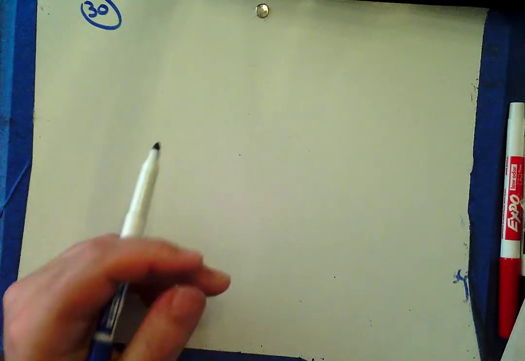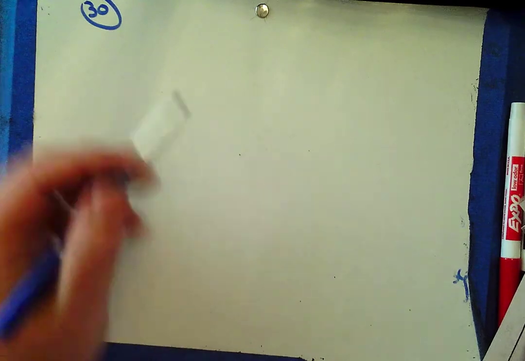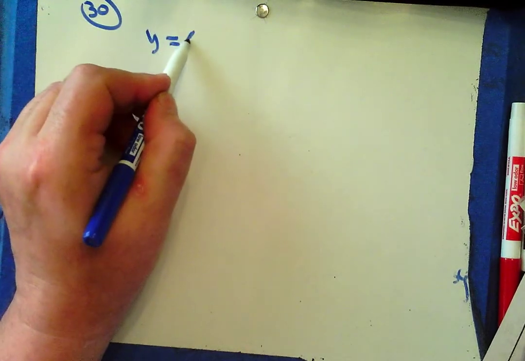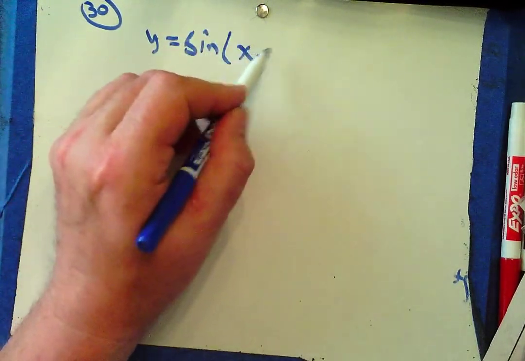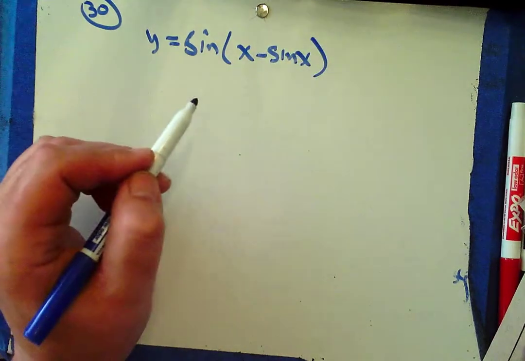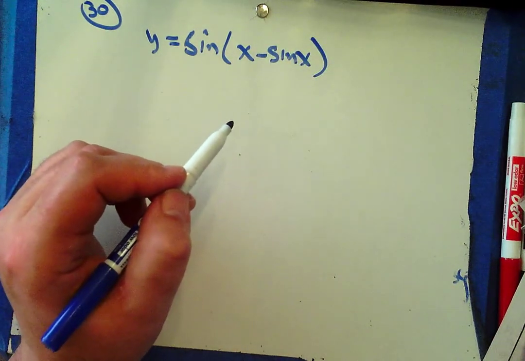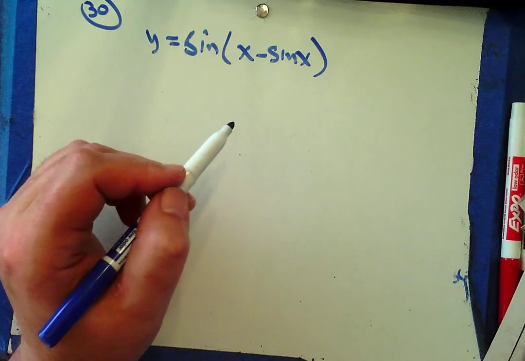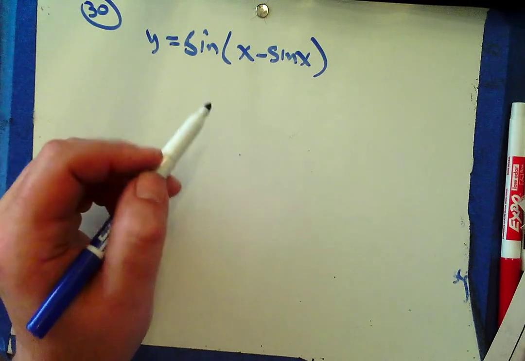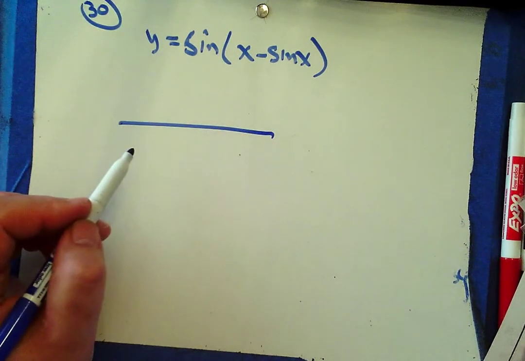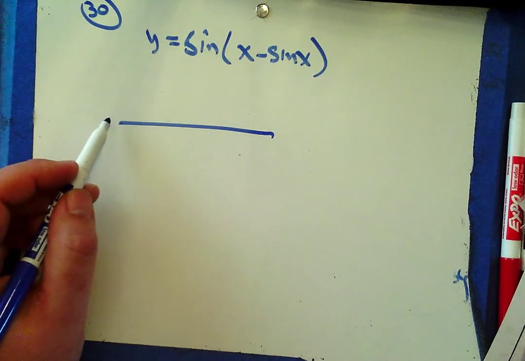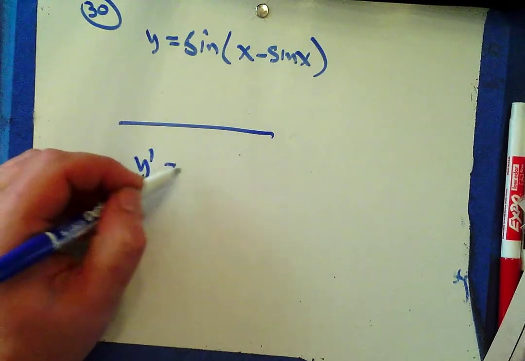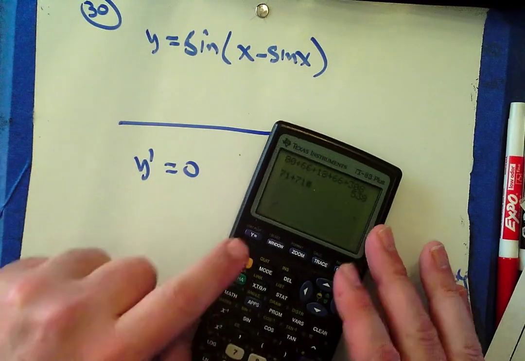Okay, 30. 30 says, if y equals sine of x minus sine x, luckily this is with calculator, smallest possible value for which the tangent line is parallel to the x-axis. Well, that's the x-axis, and that has a slope of 0, so I want to know when y prime equals 0. So let's get our calculator going here.